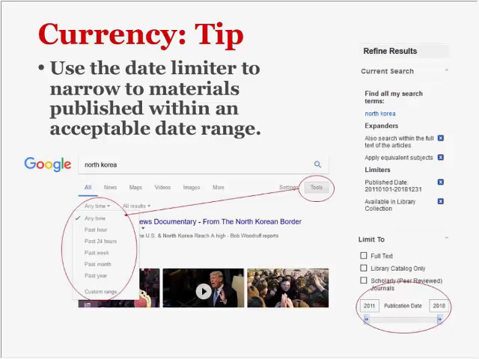And in Google, if you've never seen this before, there is a tools list right under the search box, and you can limit to any time, or really recently, the past year, or even put in a custom range for when the websites were published. Okay, so those are just some tips you have to get the most current information, if that's what you determine you need for your project.